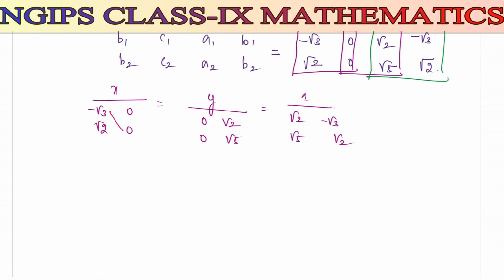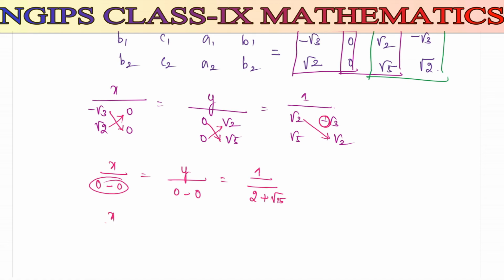First you have to consider the down arrows, the product of these arrows. x divided by minus root 3 into 0 value is 0, minus, the up arrow also, root 2 into 0 value is 0, y divided by here 0 into root 5 value is 0, minus up arrow 0 into root 2 value is 0, is equal to 1 divided by, you will get root 2 into root 2 value is 2, minus, already we have one more minus, so minus into minus will be plus, root 3 into root 5 is root 15, 0 minus 0 the value will be 0. So x divided by 0 we need to equate with the constant term.